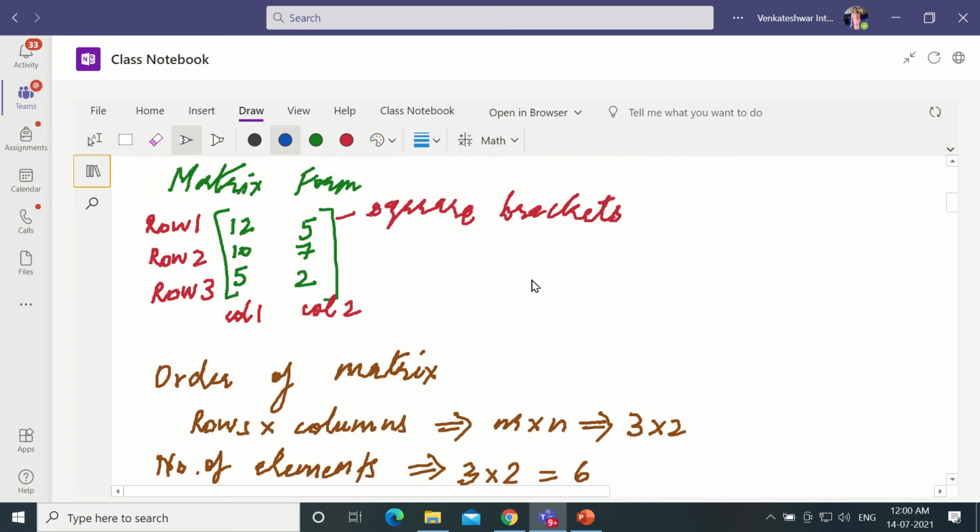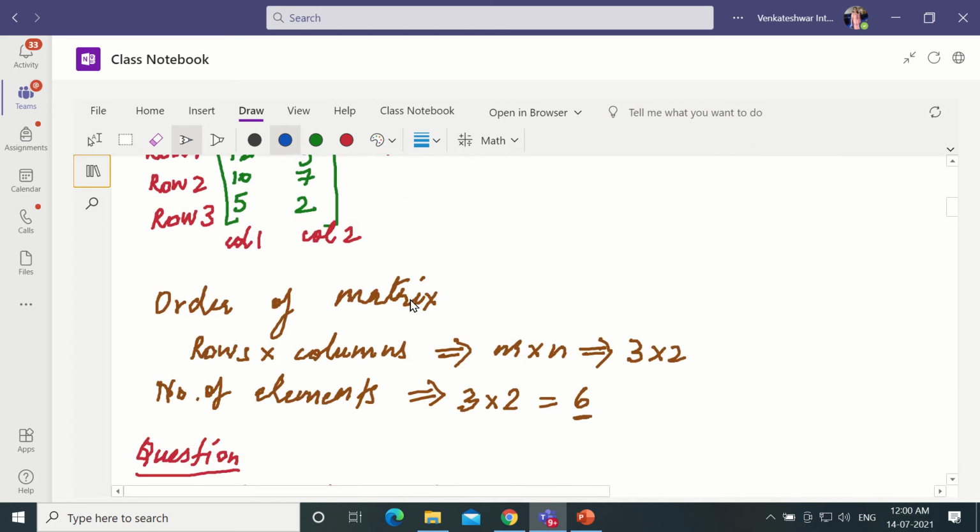Any matrix has to be expressed in the form of rows into columns. So, this is denoted by m into n, where m stands for the number of rows and n stands for the number of columns. So, in this example, we have 3 rows and 2 columns. So, we say that the order is 3 by 2. We don't have to multiply here. The order is always written as rows into columns. So, this is a 3 by 2 matrix. When we want to find out the number of elements, then we can multiply the order. So 3 into 2 would be 6, which you can count here also, 1, 2, 3, 4, 5, 6.